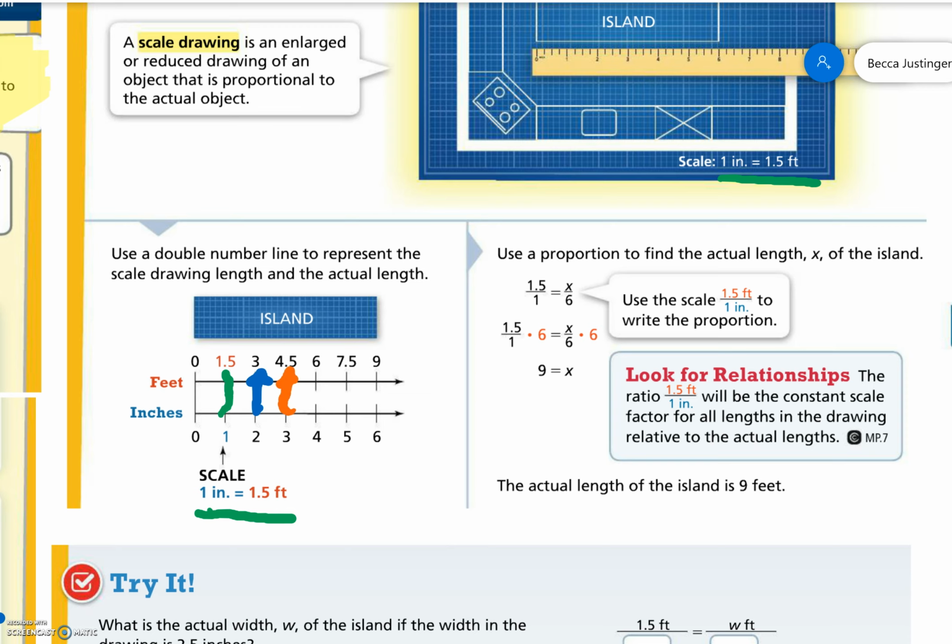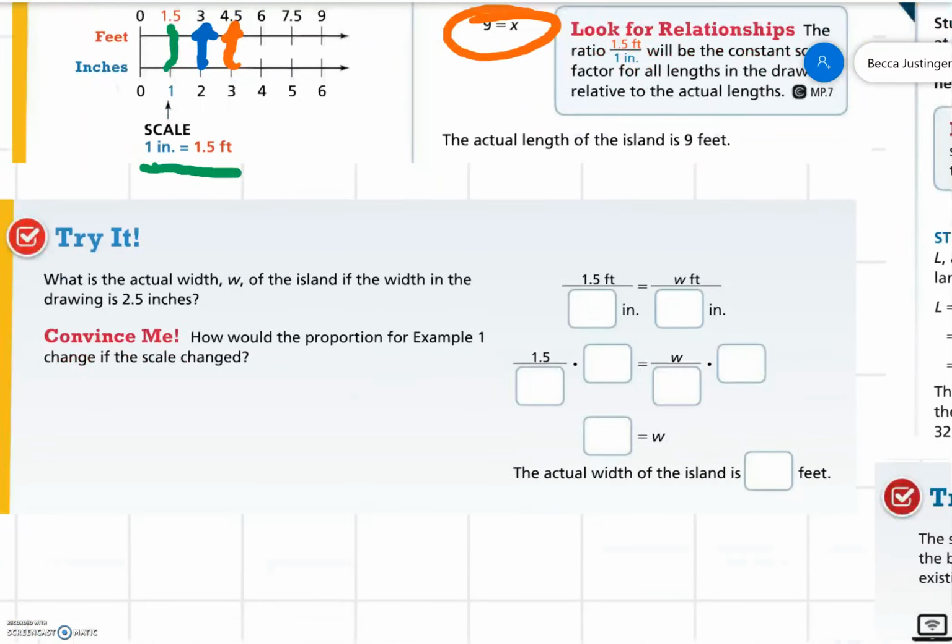Use a proportion to find the actual length of the island. So the scale is 1.5 over 1, and that's to 1 inch. So we want to know what 6 inches will be of actual length. So then you cross multiply. 6 times 1.5 is 9. 9 equals x. The actual length of the island is 9 feet.